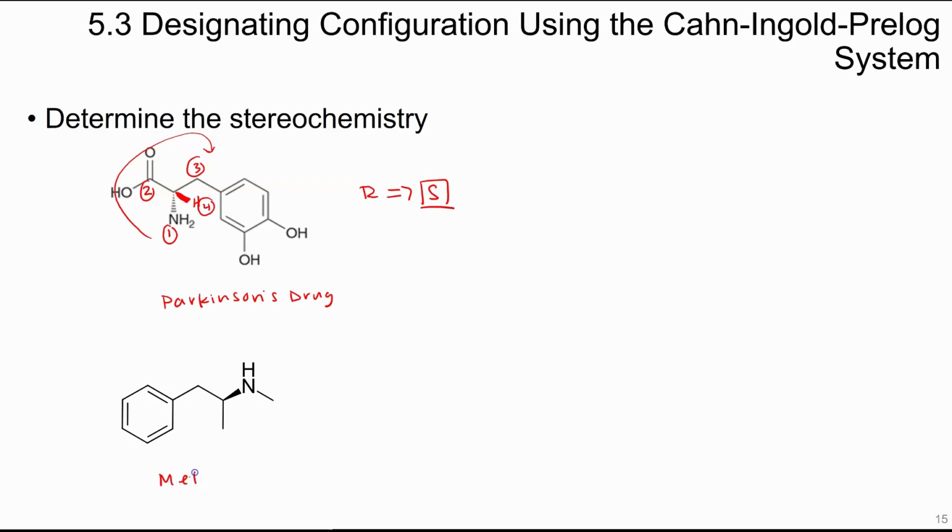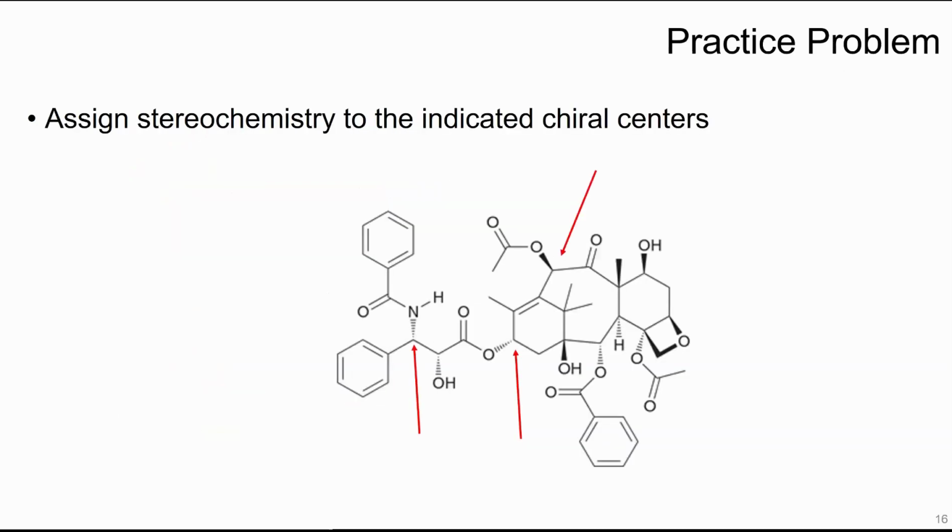This is the structure of methamphetamine. This is 1, 2, 3. My hydrogen is in the right spot. So this is S. It seems like every molecule here is S. That was not intentional. For a practice problem, assign the stereochemistry to the indicated centers.